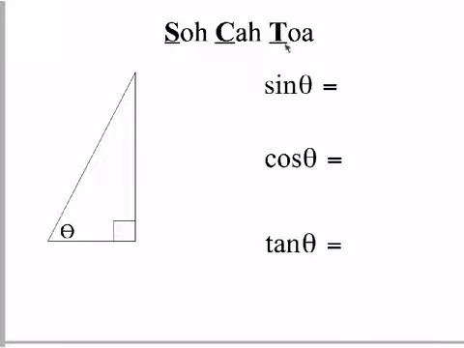So SOHCAHTOA is sine, cosine, tangent. Sine is opposite over hypotenuse, cosine is adjacent over hypotenuse, and tangent is opposite over adjacent. So if this is your angle and this is your 90 degree, we have to decide where's your opposite, where's your adjacent, and where's your hypotenuse.